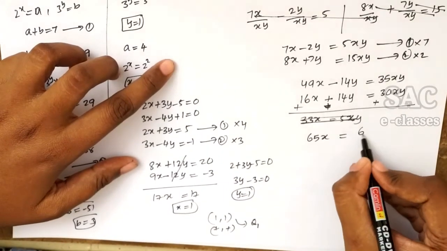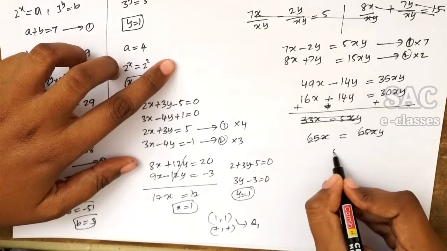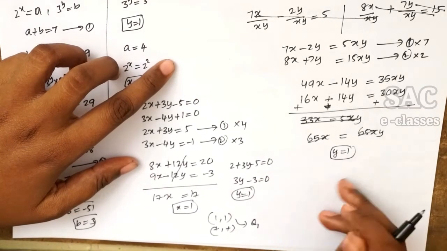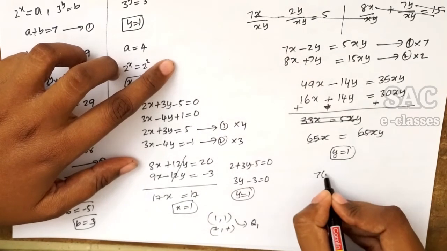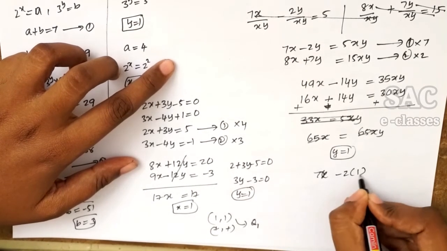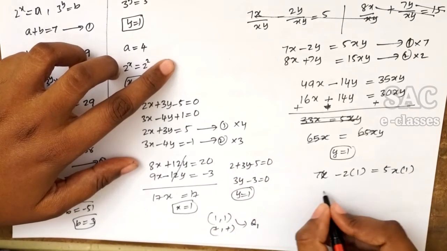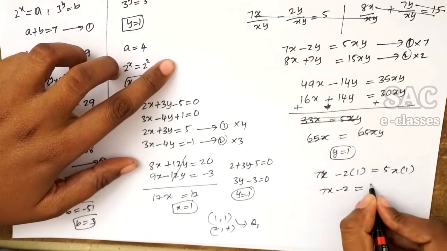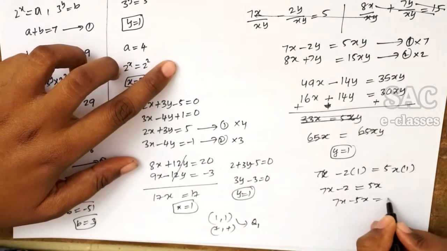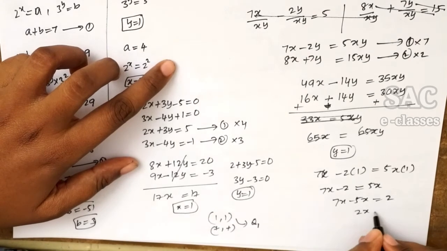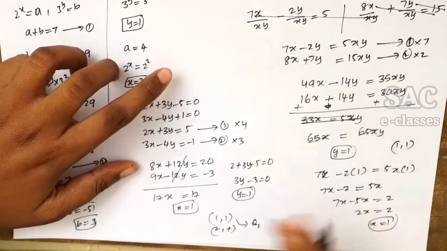65x is equal to 65xy. Then 65x cancel, y value equal to 1. We got the y value is 1. Then 7 into x minus 2 into 1 equal to 5 x into 1. Then you will get 7x minus 2 is equal to 5x. Obviously 7x minus 5x is equal to 2. Then 2x is equal to 2. Then x is equal to 1. 1 comma 1 is the solution.